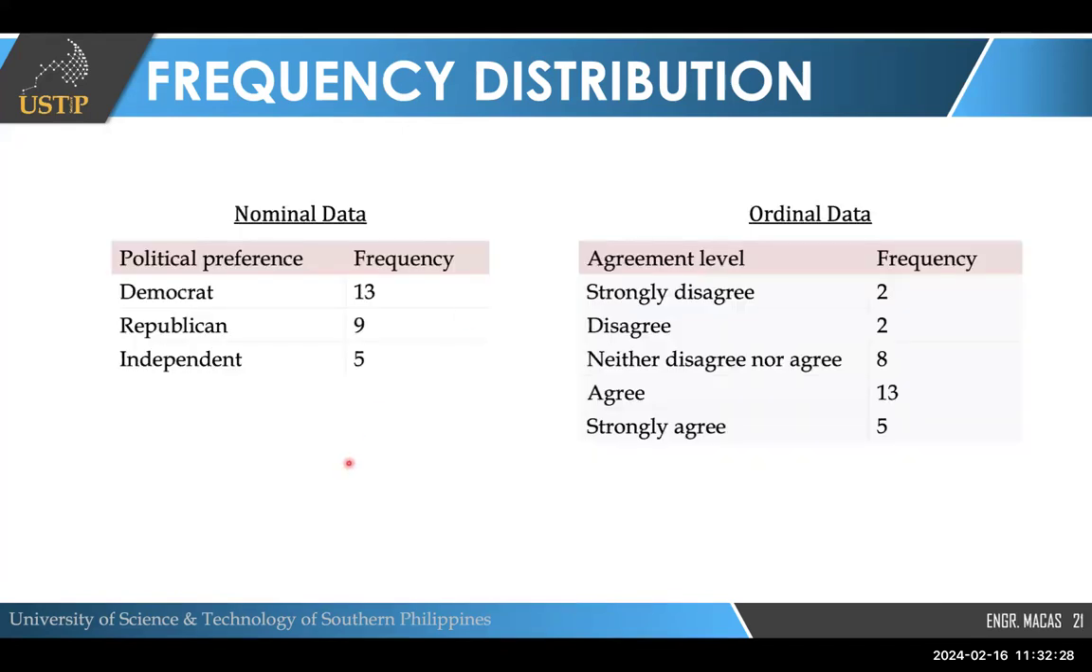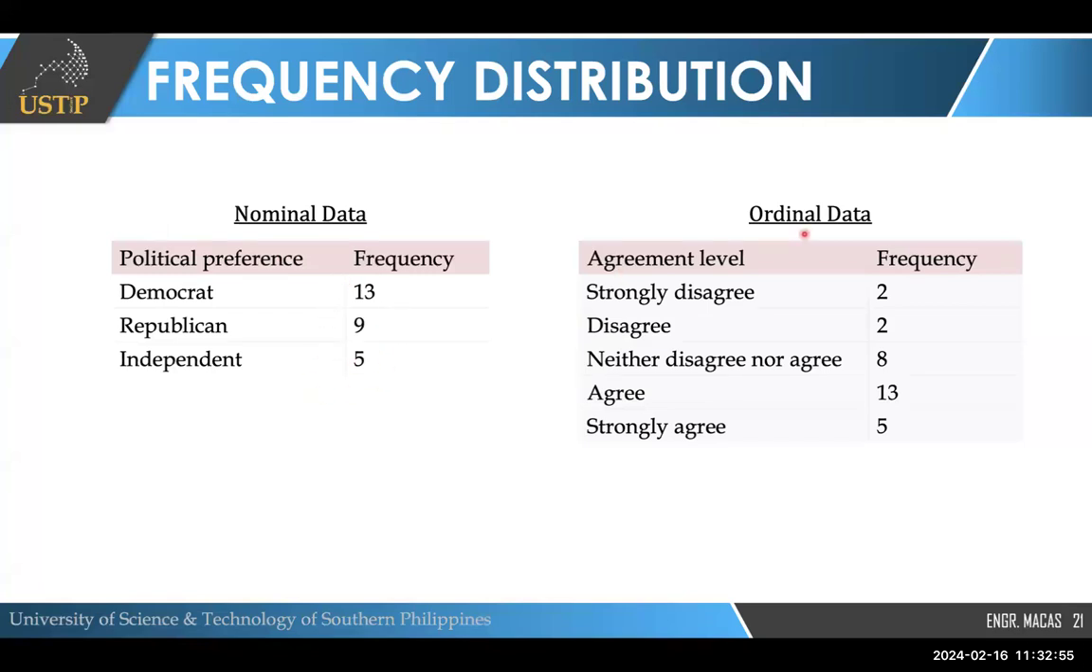Okay, so what does it look like if we go back to our different types of numerical data? For nominal data, for example, political preference is what you surveyed. So Democrat, Republican, Independent in the US. Frequency, how many? Democrat 13, Republican 9, Independent 5. Okay, so it has few data points or subjects here, class.